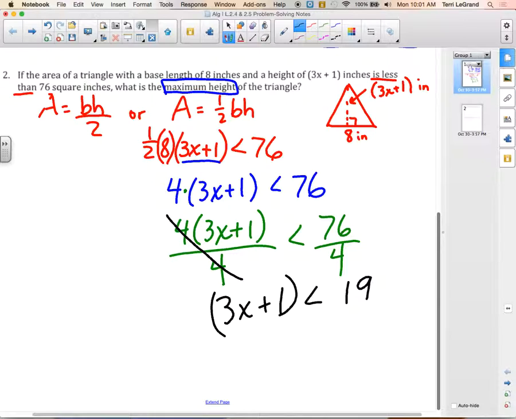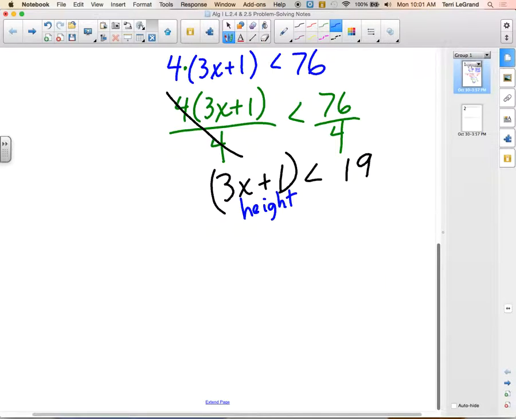Hey, this is height right here, you guys. Would you write that underneath? Height. This is the height right there. We do not need to know what x is in this case. We can answer the question right now. The height of the triangle has to be less than 19.